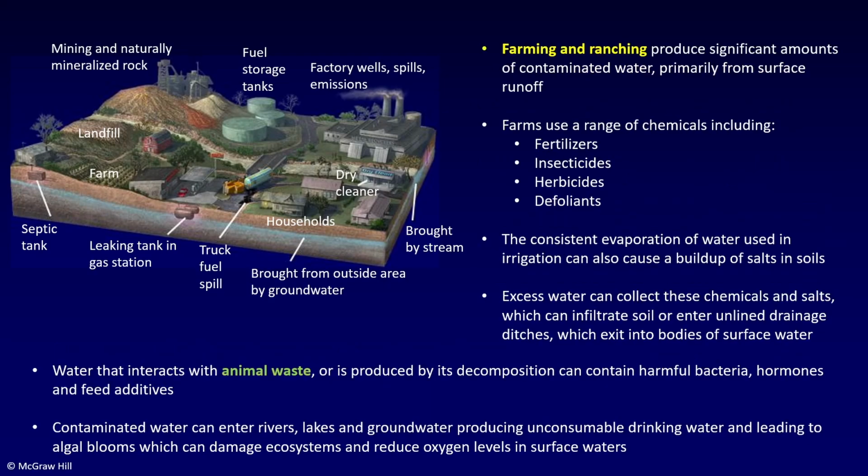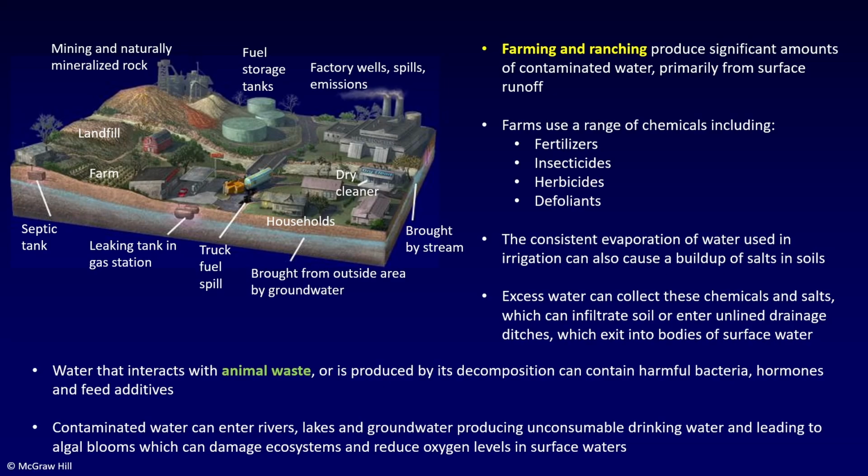So, next possible source is going to be farming and ranching. And farming and ranching produces significant amounts of contaminated water, and this is going to be in the form of surface runoff in most cases. So, when you think of farming, they use a whole range of chemicals. So, there's fertilizers, insecticides, herbicides to kill weeds, and you're also going to, in some cases, use chemicals called defoliants to get rid of leaves. So, for instance, in cotton farming, you're going to want to use a defoliant to get rid of the leaves so that you can get to the cotton more easily.